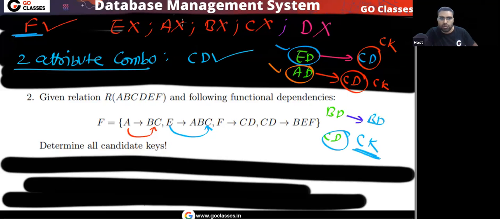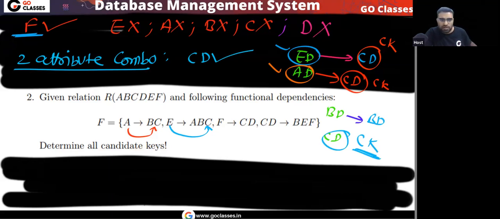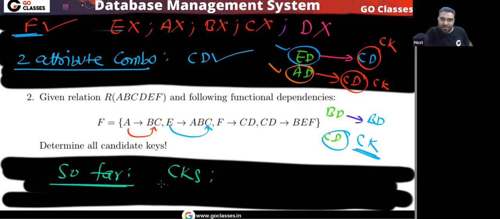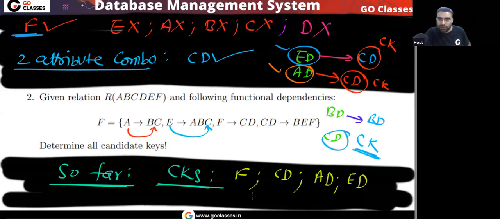Please tell me. So finally, what is your answer? In the 2 attribute combination, what did you get so far? Remember, we are not over. The game will go on. So far we got F, CD, AD, and ED. Yes or no? Is this clear?